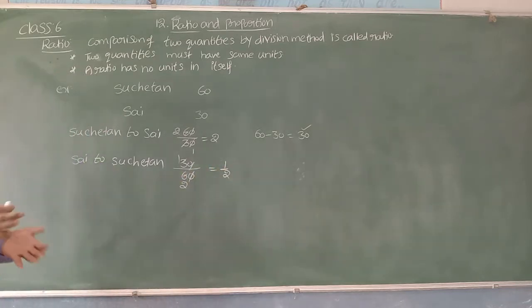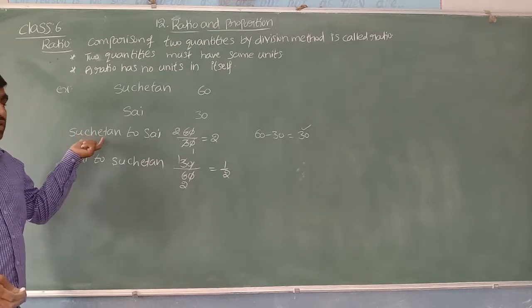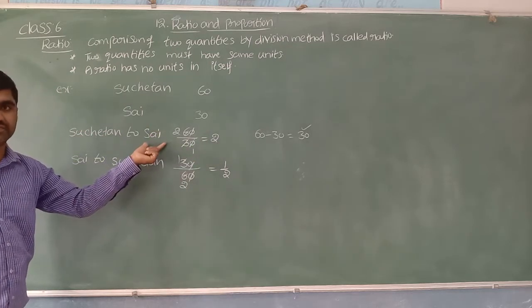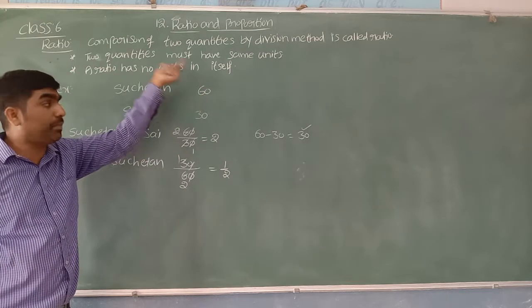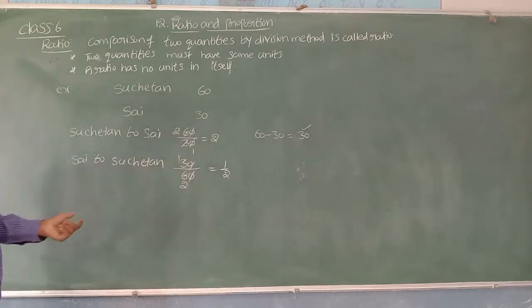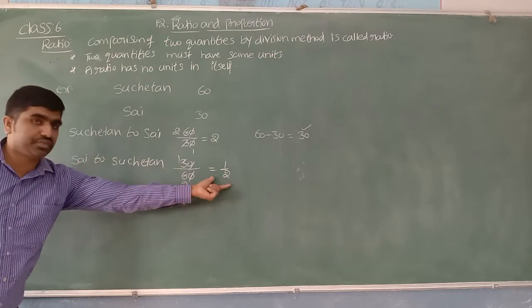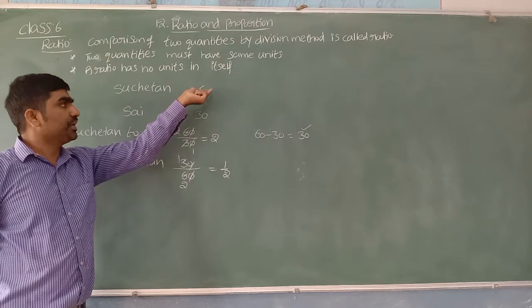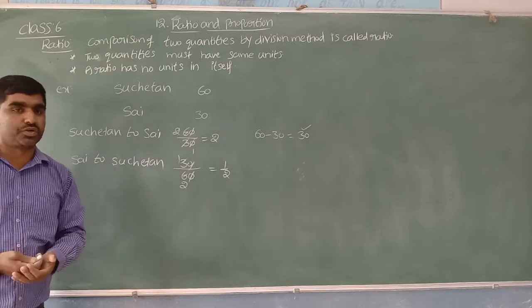Now after this, how can they do the comparison? Yes. The marks obtained by Suchetan are twice the marks of Sai. Yes, the marks obtained by Suchetan, 60, are double the marks obtained by Sai. 60 is double 30. And you can also compare like this: the marks obtained by Sai are half of the marks of Suchetan. Sai's marks, 30, are half of Suchetan's marks. Like that, we can compare quantities by the division method also.